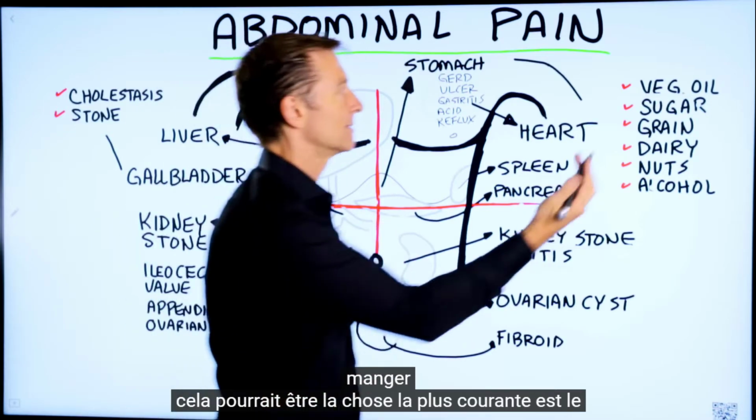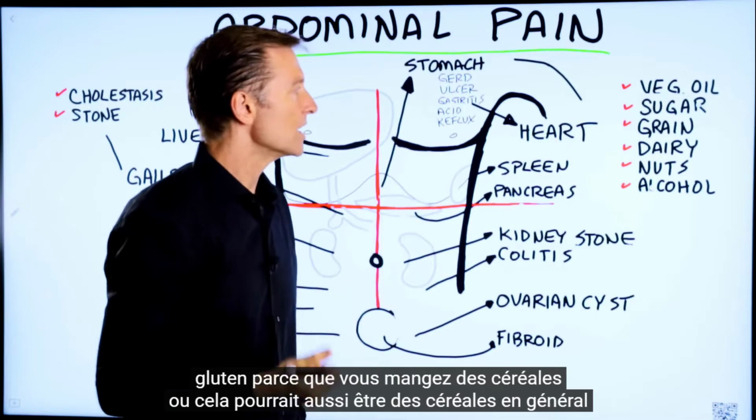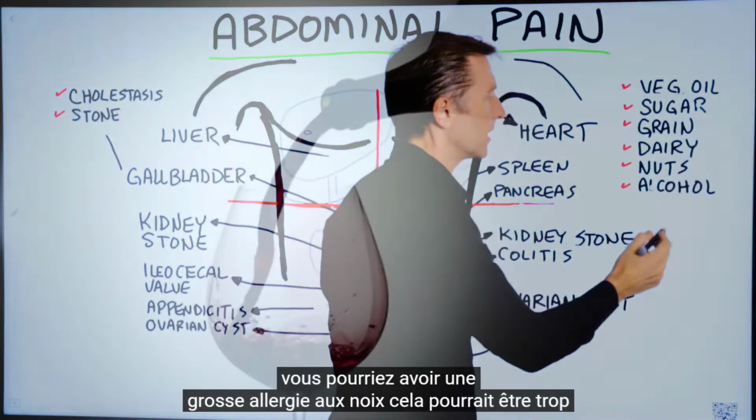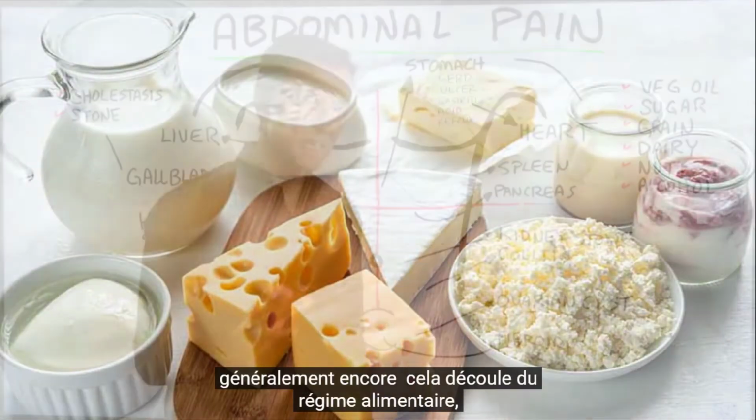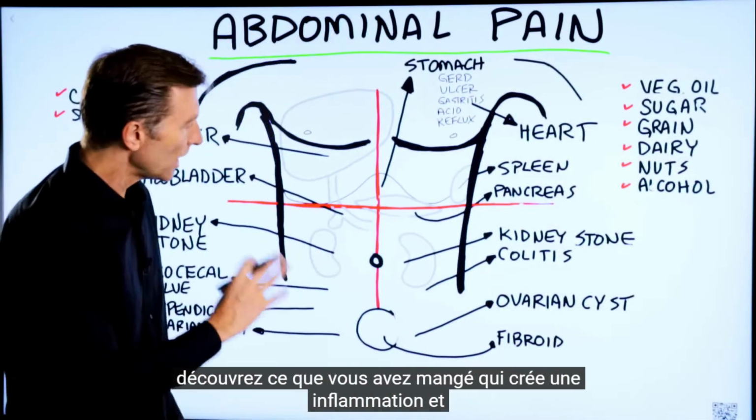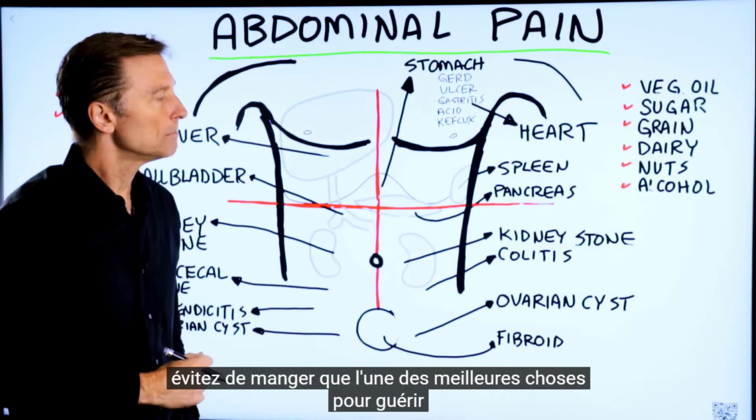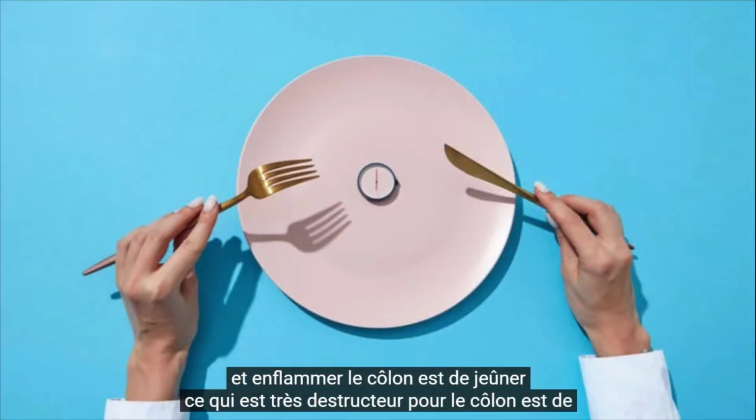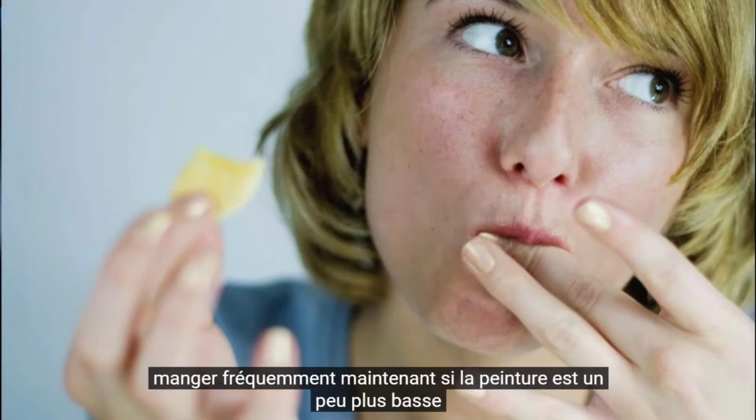The most common thing is gluten, because you're eating grains, or it could also be grains in general. You could have a big allergy to nuts. It could be too much alcohol. It could even be an allergy to dairy, but usually, again, it's stemming from the diet. Find out what you ate that's creating the inflammation and avoid eating that. One of the best things to heal an inflamed colon is to fast. What is very destructive to the colon is frequent eating.